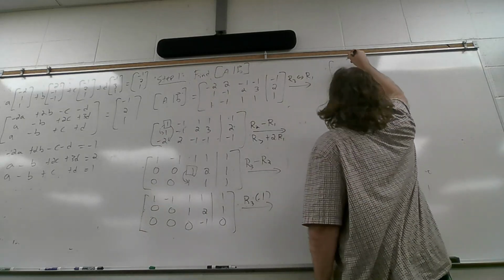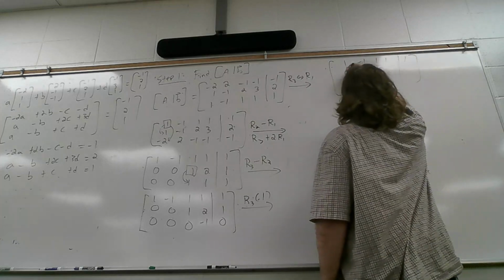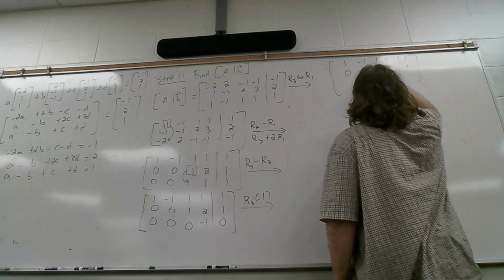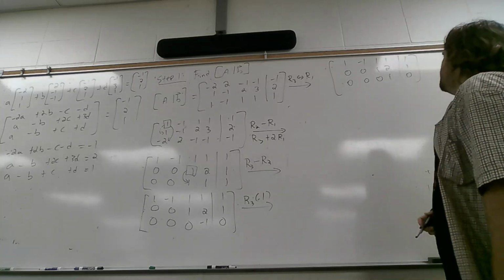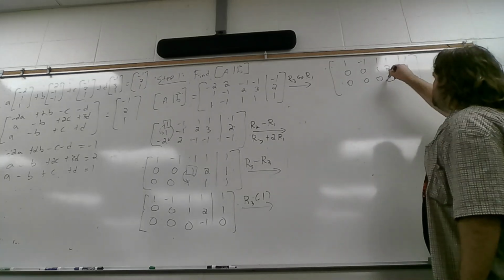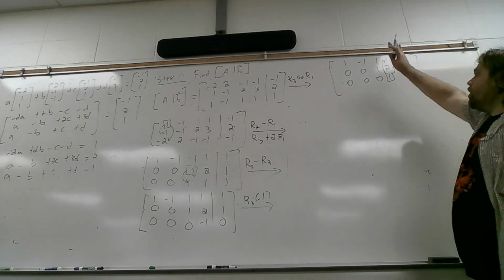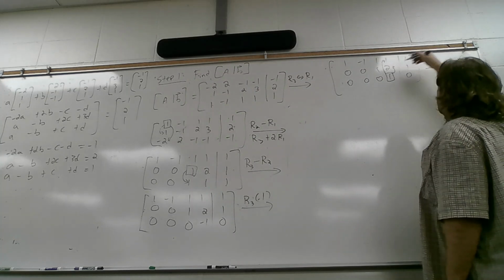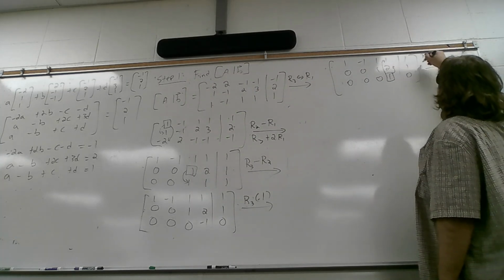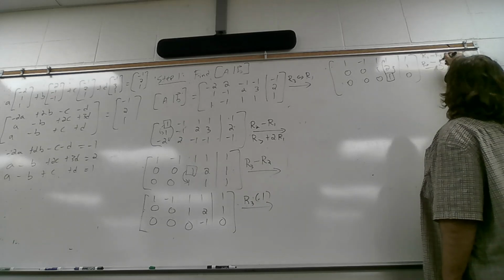I want to write the matrix up here. 1, minus 1, 1, 1, 1. 0, 0, 1, 2, 1. Like that. So now we're going to take this and use it to create zeros above. We start at the bottom right and work our way up. So that means row 1, we're going to take away row 3. Row 2, we're going to take away 2 times row 3.